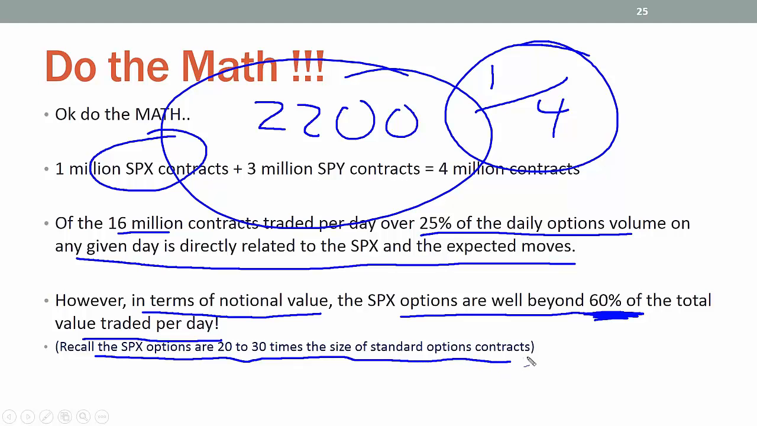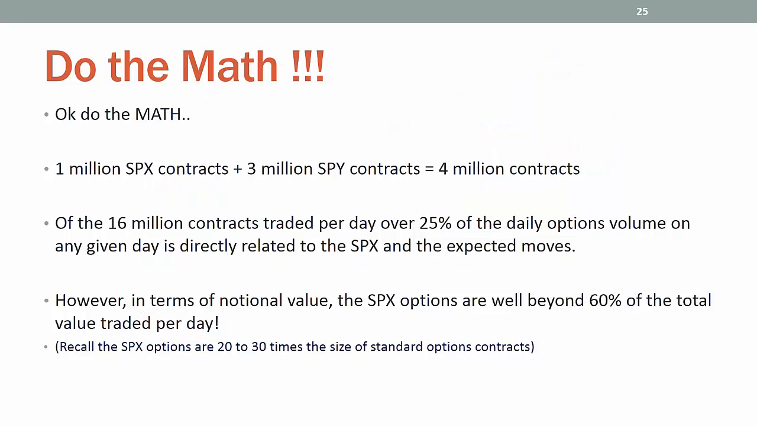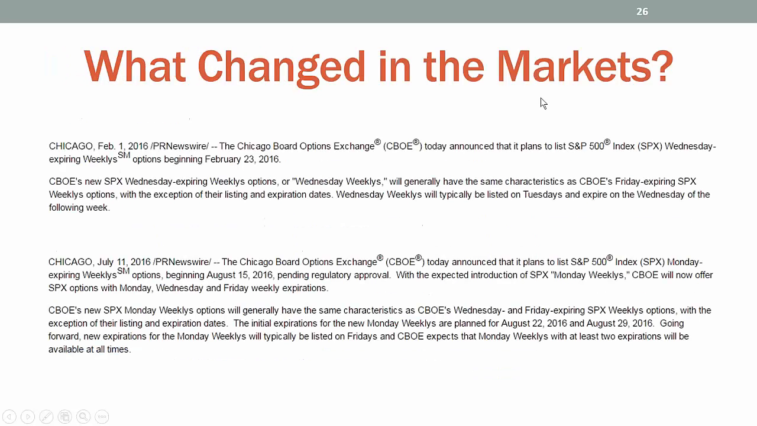Now you're like, it's not 1/4. It's really over 60% of the total liquidity that trades on options. There's 16 million contracts a day, but 60% of the value is traded just in the SPX. It's crazy. Now, this is the most interesting part of it. You ready for it? Here we go. So it's really, really big. What changed in the markets?